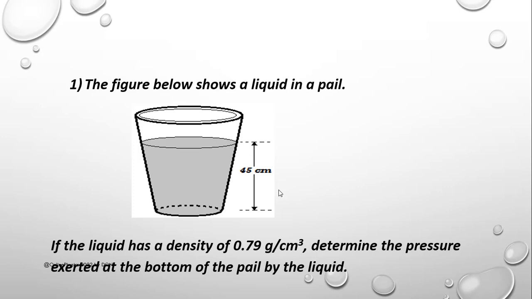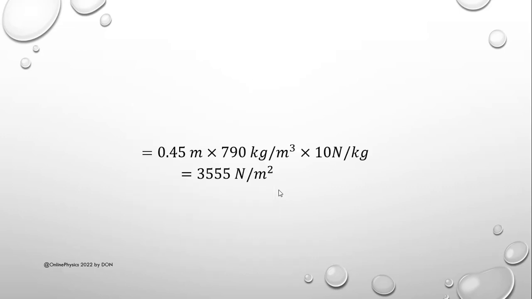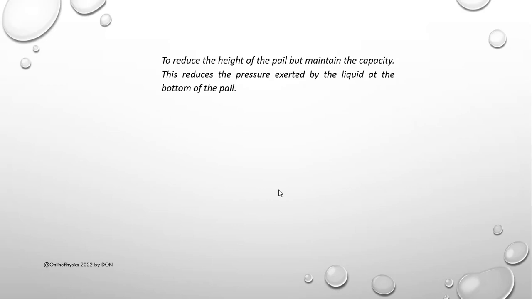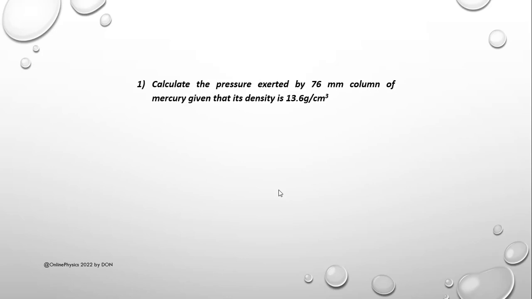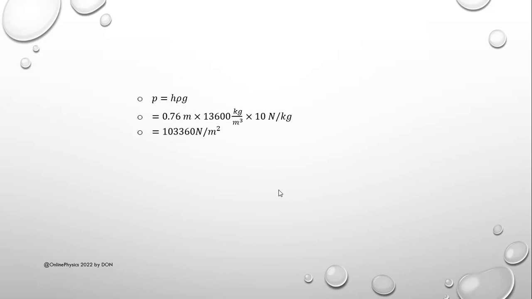Moving to the next one, we have a question from that part where we are supposed to suggest a reason why pail manufacturers prefer the shape shown to other shapes. There is that shape which has been given there, this shape here. Why do manufacturers prefer this shape? So we give a reason that this is to reduce the height of the pail but maintain the capacity. This reduces the pressure exerted by the liquid at the bottom of the pail. So that's a very good question there. Then we have another question here.